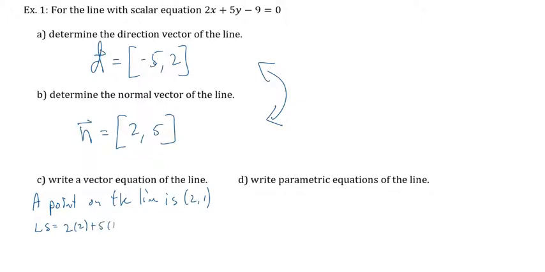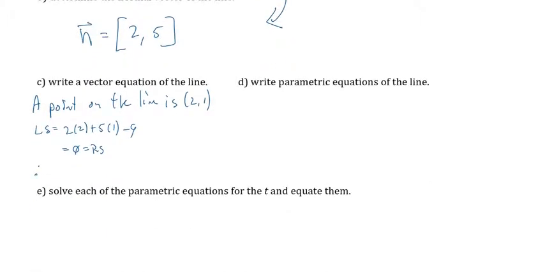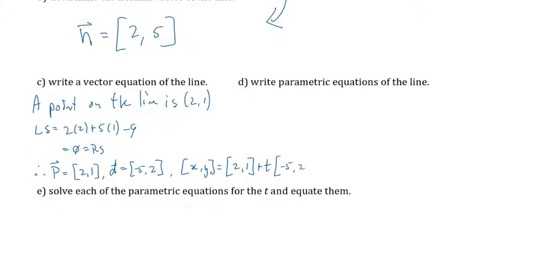Therefore, my position vector would be 2, 1. Direction vector we already have, negative 5, 2. And so my equation would look something like that. How do we write the parametric equations of the line? Moving back and forth between all the different forms is what we do a fair bit of. It just gets us used to using these things.